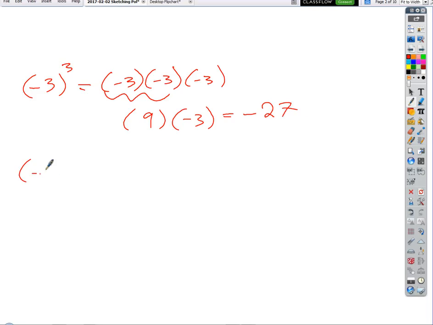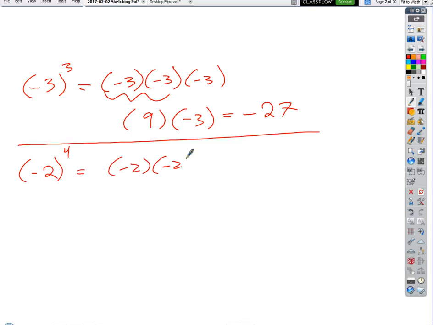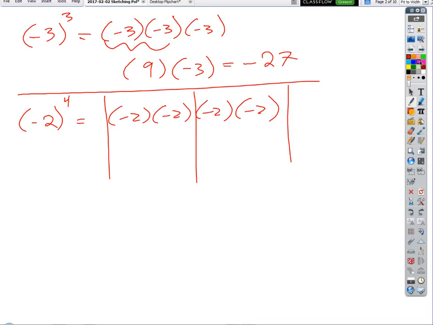Let's do something like -2 to the 4th. That's going to be -2 times -2 times -2 times -2. Well, look what I can do. I can kind of break this up into pairs, right? I know that when I multiply those two together, I'm going to get a positive. And when I multiply those two together, I'm going to get a positive, right? And so I end up with positive times positive is positive, right?